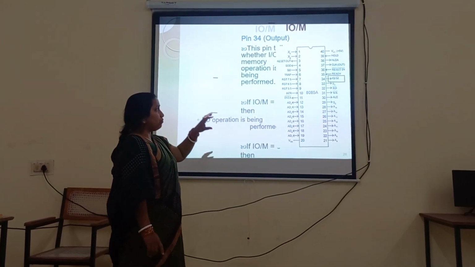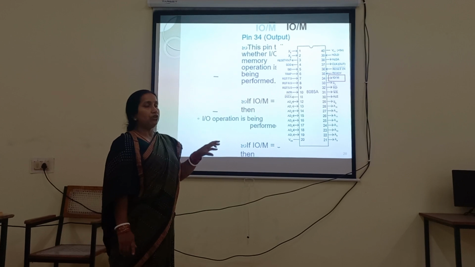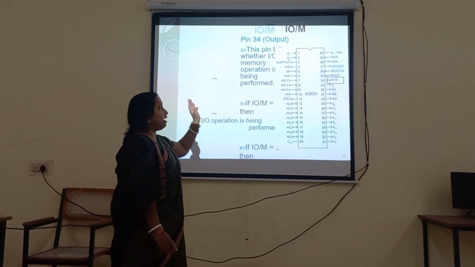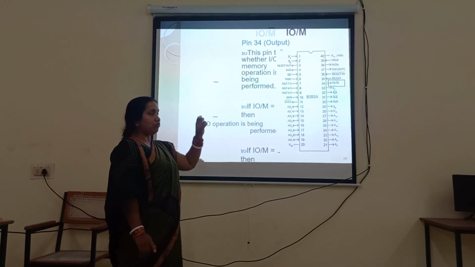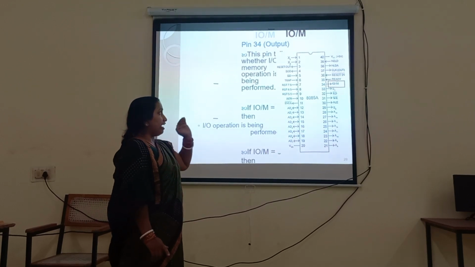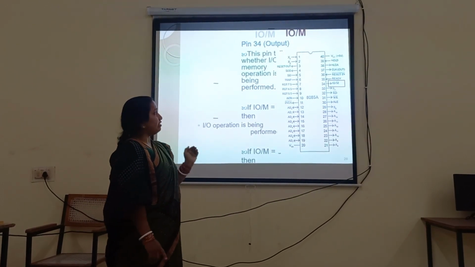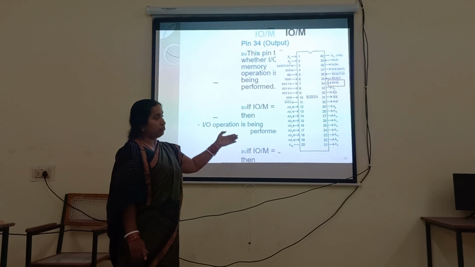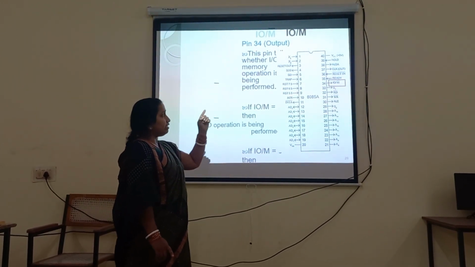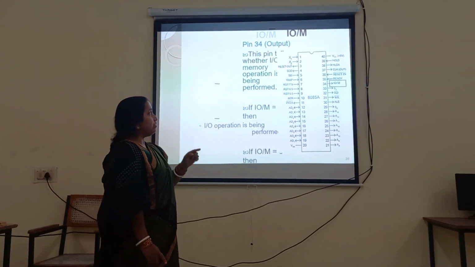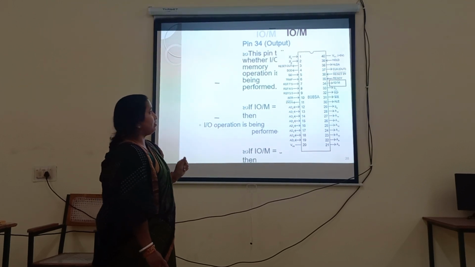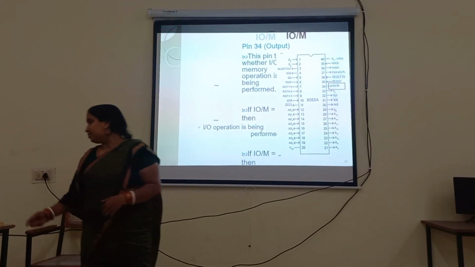Because the microprocessor or accumulator has to communicate with both the memory and I/O, at a time it cannot communicate with both. That's why, when IO/M is an active high signal, when it is high, that means the microprocessor is communicating with the input output device. When this signal is 0, that means the microprocessor is communicating with the memory device.